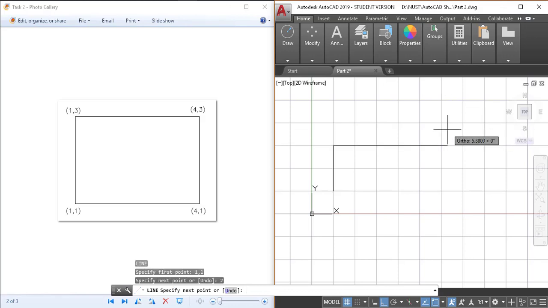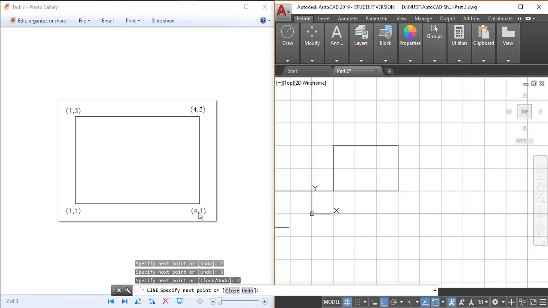The line is already drawn. So now for this point we have to move 3 units from value 1 to value 4. It means we just have to type 3 and press enter. So now we have to move in downward direction. So we have to move the cursor in the downward y-axis direction and type 2. Why 2? Because we have to move from 3 to 1 units on y-axis.